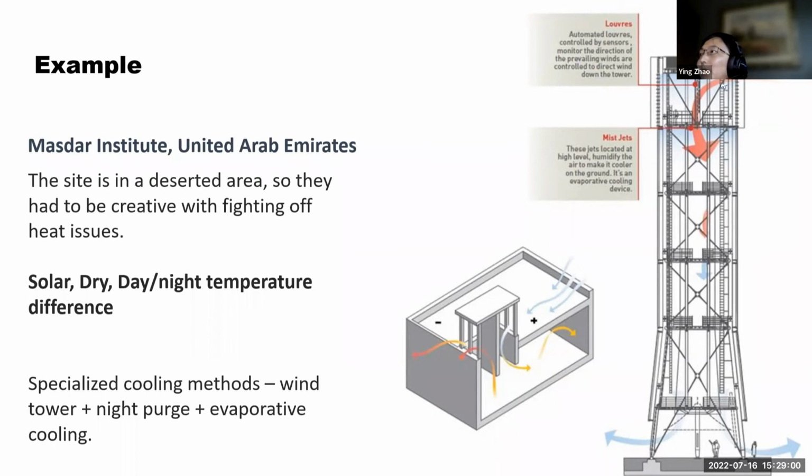So from this chart, you see that air is drawn from the tower, and it's hot and dry, and then there are mixed water jets, and the air gets cooled and goes down and is supplied to the people. So that wind tower captures the wind, so it can ventilate the space.